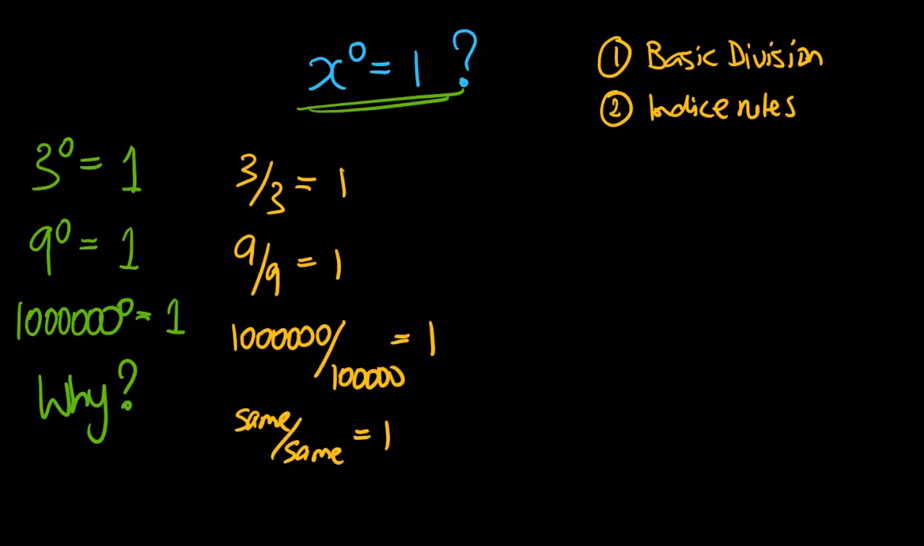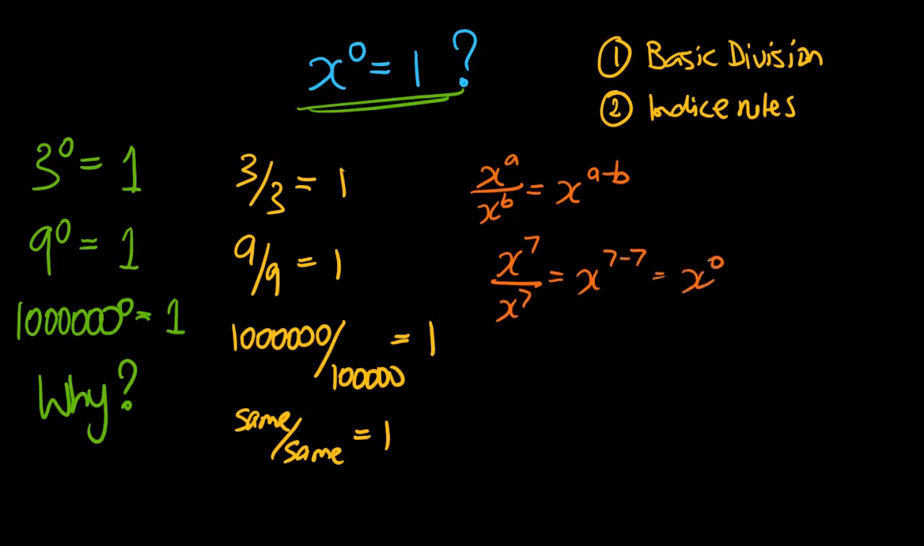Let's now get a bit algebraic. So we're moving away from division. Let's get into some indice rules. The rule I want to look at is x to the power of a divided by x to the power of b, and hopefully we're all pretty happy that that becomes x to the power of a minus b. So we just subtract the powers. If we apply that to a question, let's say x to the power of 7 divided by x to the power of 7, we go x to the power of 7 minus 7, which gets us to x to the power of 0.